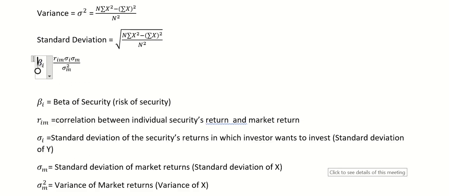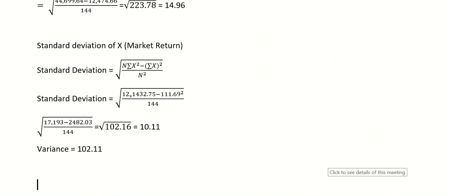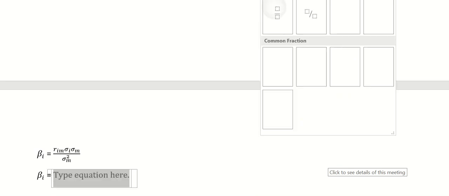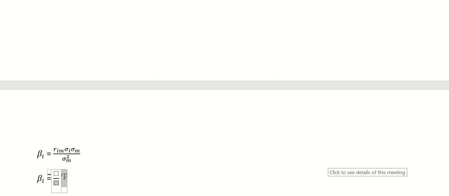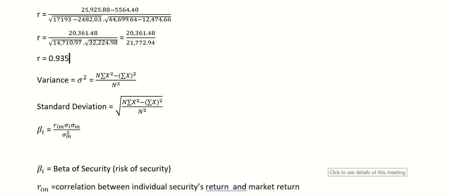Beta. So this is the formula for beta. So now beta equals to, here we are. So first I need the correlation of the individual security with the market. So this we have calculated. See, here we have calculated it as 0.935, right?